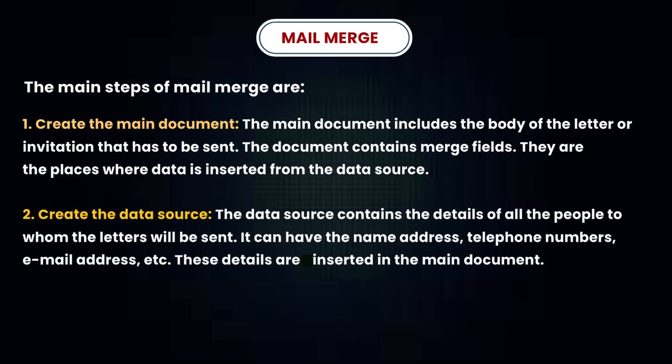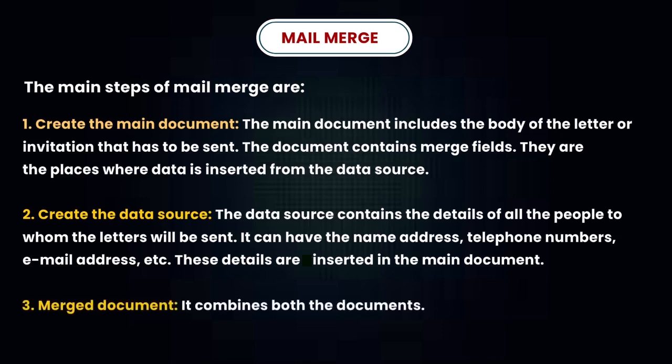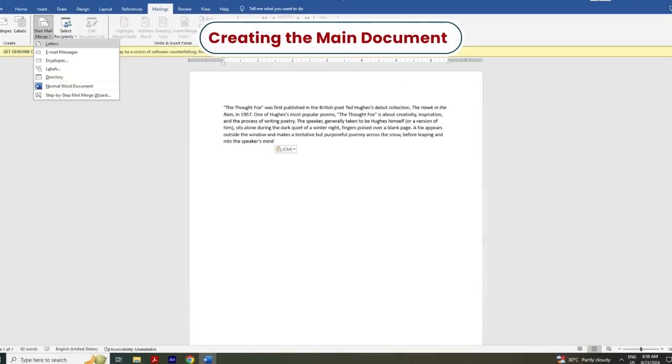2. Create the data source. The data source contains the details of all the people to whom the letters will be sent. It can have the name, address, telephone numbers, email address, etc. These details are inserted in the main document. 3. Merged document. It combines both the documents, creating the merged document.